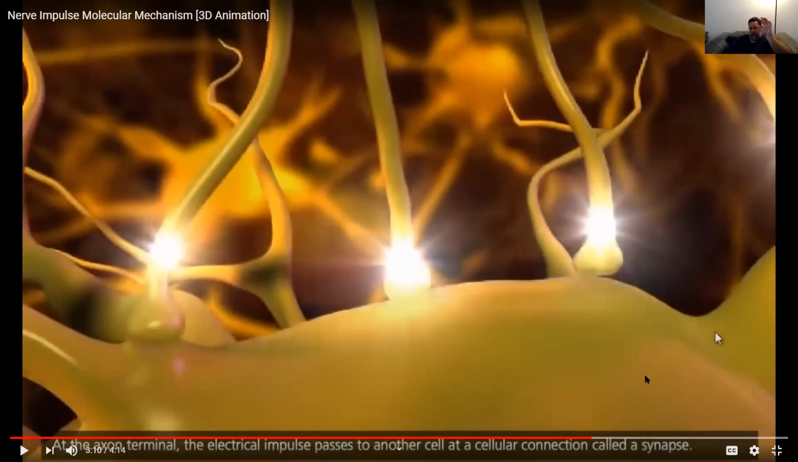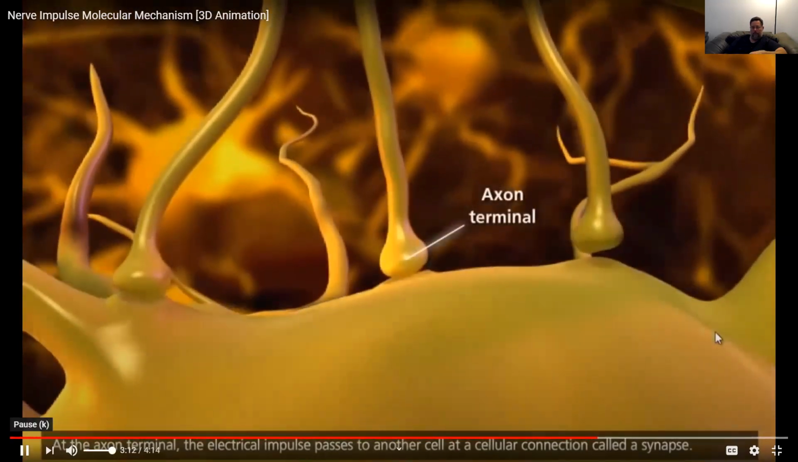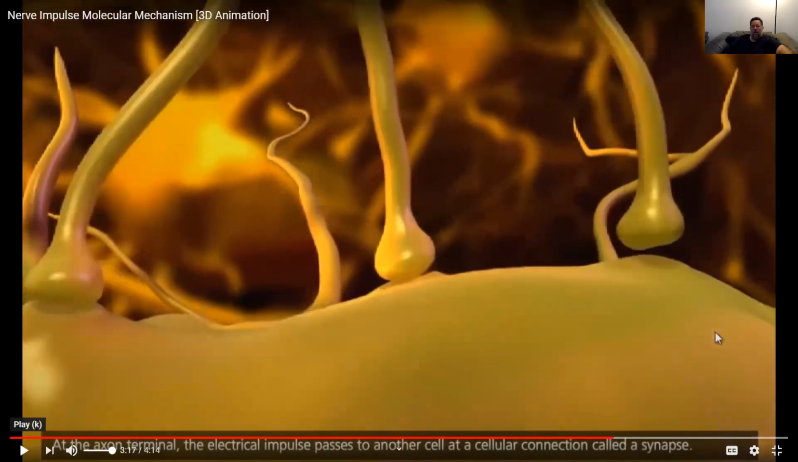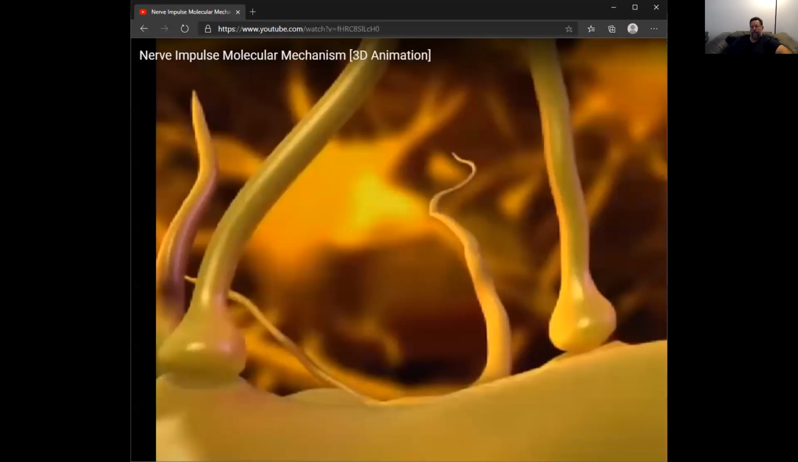Remember how the excitation is the depolarization that I talked about, where sodium comes in the cell membrane of the muscle and goes down the T tubules and all that kind of stuff. At the axon terminal, the electrical impulse passes to another cell at a cellular connection called a synapse. We'll talk more about what happens at the synapse and how the neurotransmitters are released in the upcoming lectures.